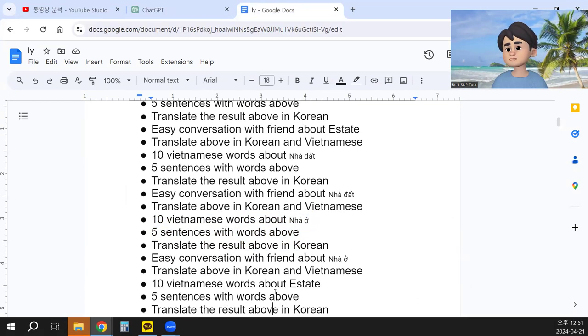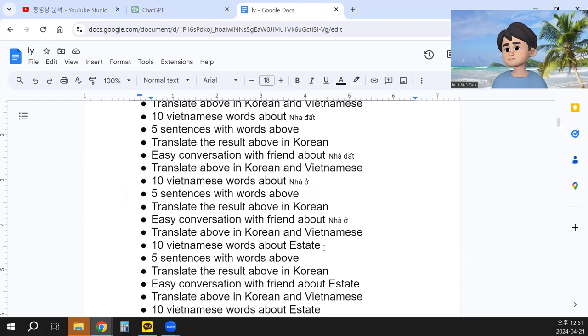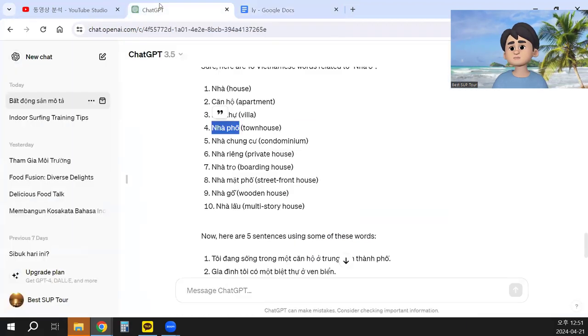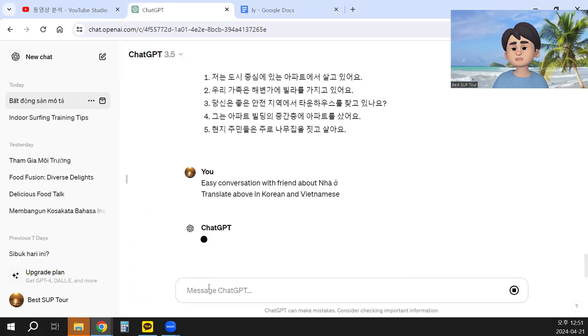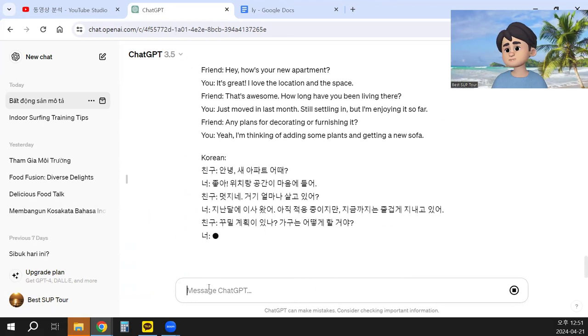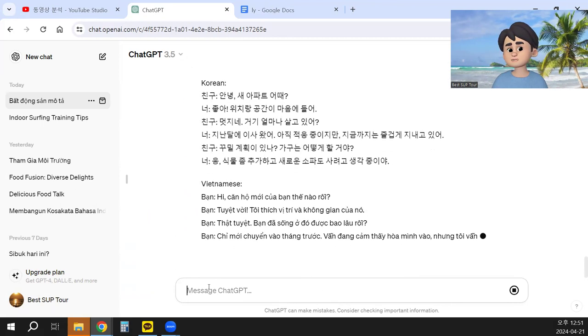So here you go. Fourth topic is townhouse. So townhouse, and then a conversation about the townhouse, and people finding townhouse, words about townhouse. I go for a conversation. I can get a conversation about the townhouse, legends of house.